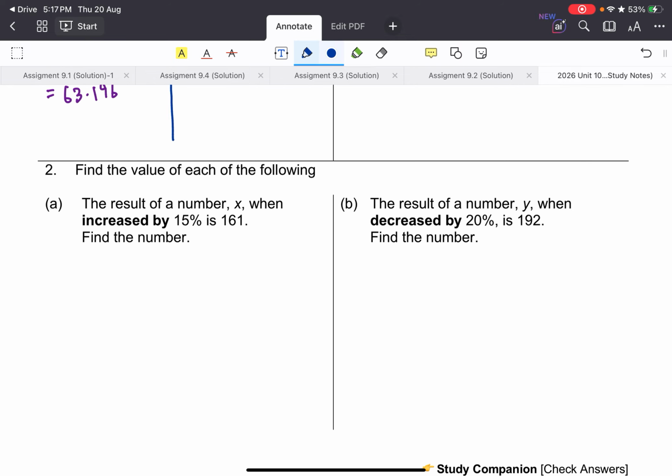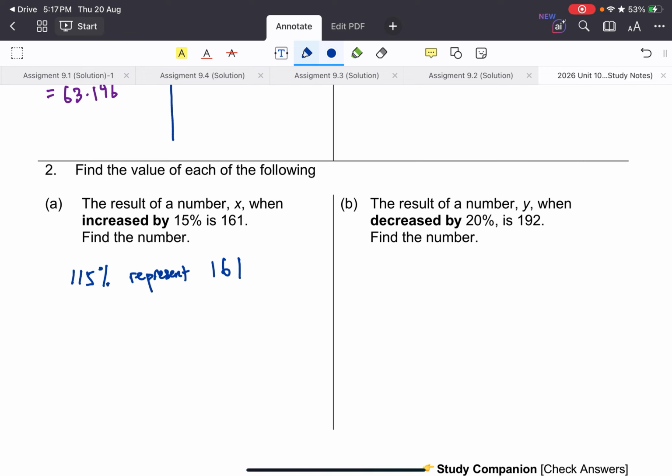Now question 2, find the value. This time, the result of a number, let's call it x, when increased by 15% is 161. So now we have the end result and we want to work backwards. If it's increased by 15%, it means 115% is actually 161. I don't quite like the dash, because a dash can mean many different things. A better way of presenting this is to write the word represent. So 115% represents the number 161.